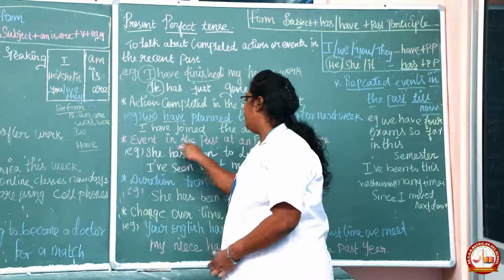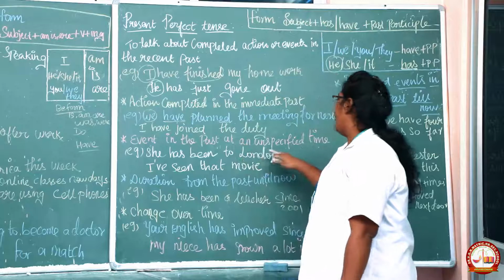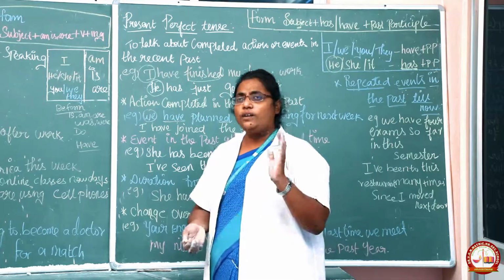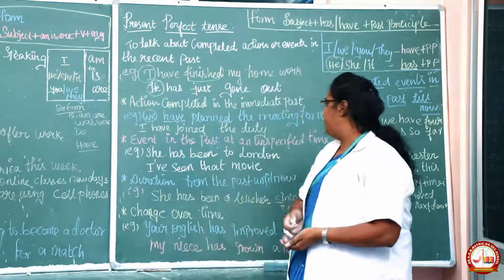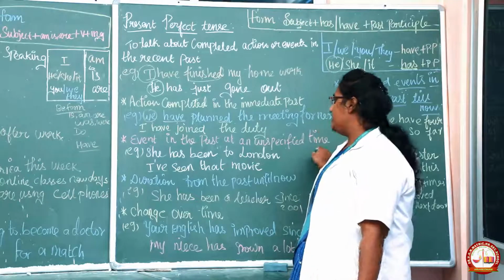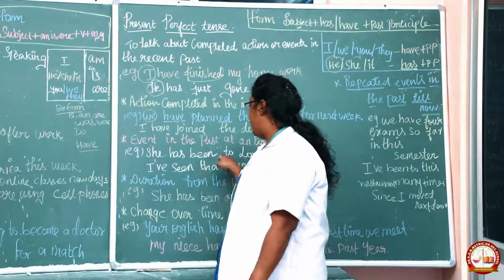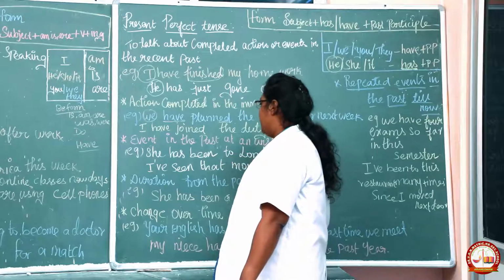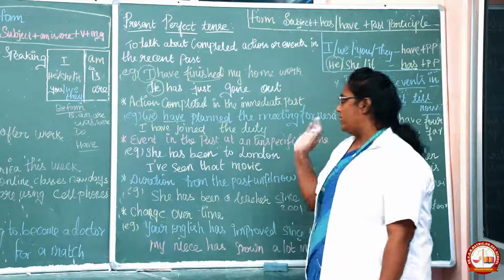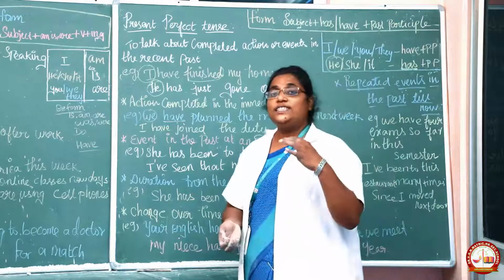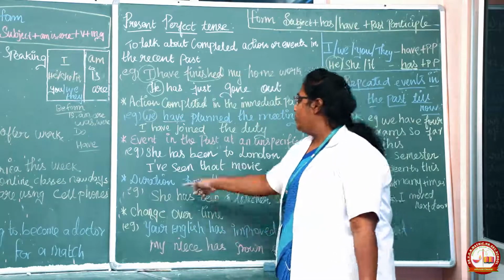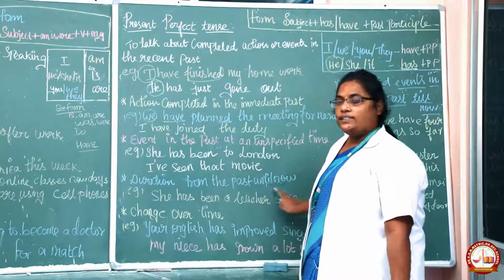The next one is an event in the past at an unspecified time. It is not specified, the time is not given. Whereas in the previous sentence I have written "been" next to be, but here you can see "She has been to London." Okay, "I have seen that movie." So here the action is completed but at an unspecified time.